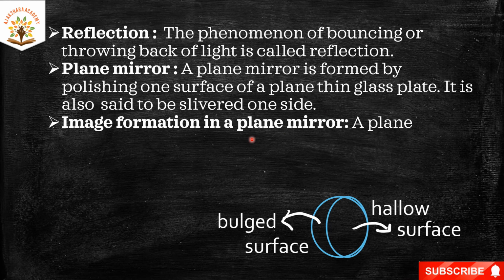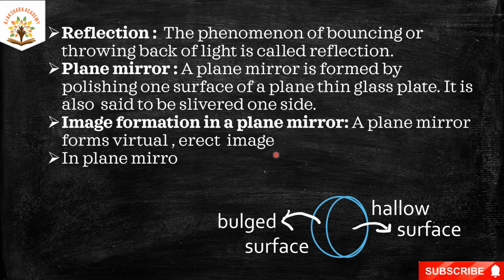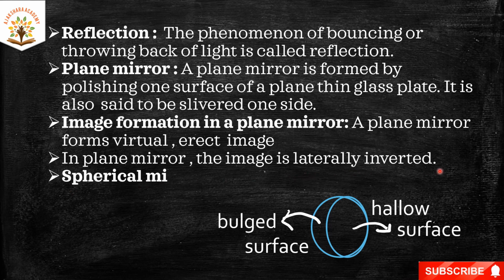Image formation in a plane mirror. A plane mirror forms a virtual erect image. In a plane mirror, the image is laterally inverted.